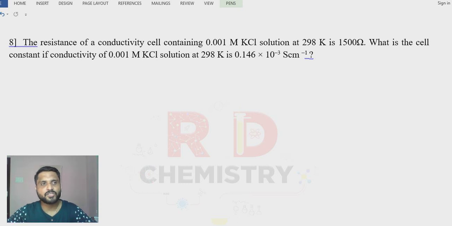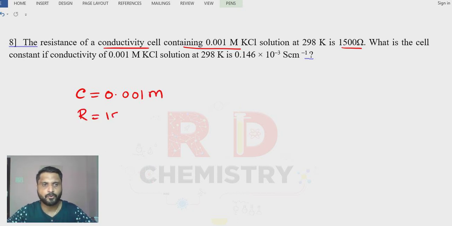Question number 8 is based on the electrochemistry chapter, about the conductivity and resistance of these solutions. The resistance of the conductivity cell containing 0.001 molar KCl is given as 1500 ohms. That means the concentration is 0.001 molar and its resistance is 1500 ohms. What is the cell constant? You have to calculate the cell constant.